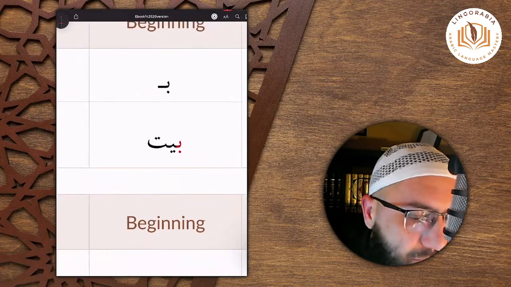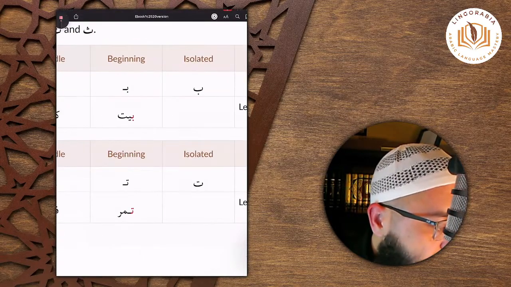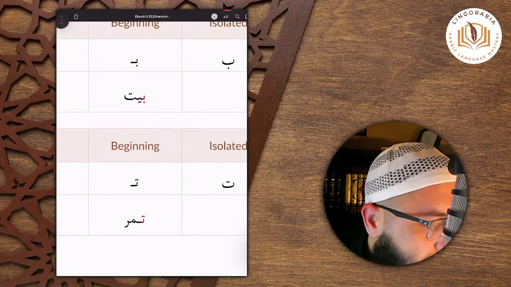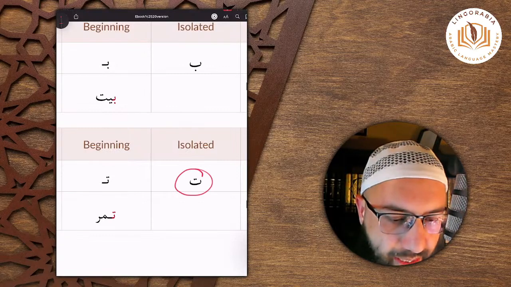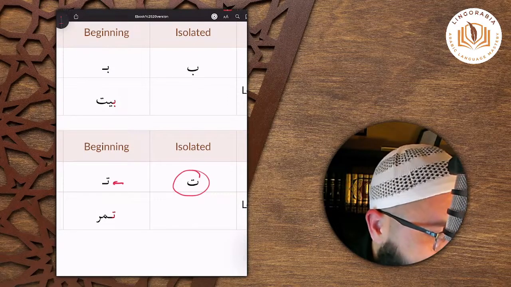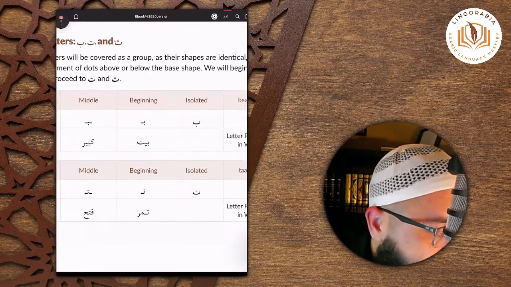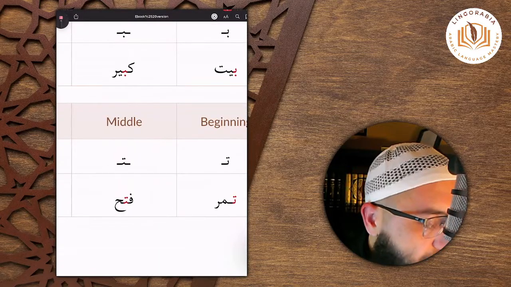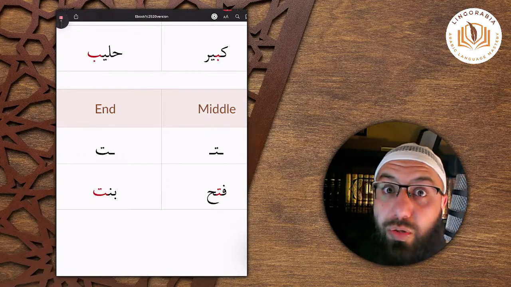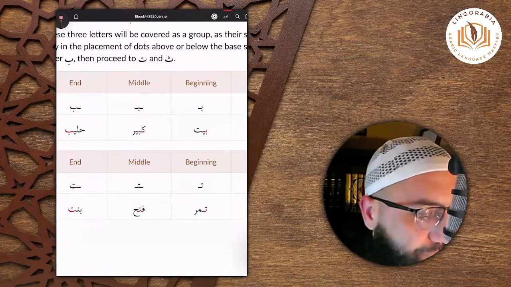Like the letter ba, the letter ta, as you can see, is here in the beginning. In the isolated form, it looks like this. And then when you go to the beginning, it will become smaller. And then in the middle, again, it stays small. And at the end, it will return to its original form, a bigger curve, but still connected on the right side.